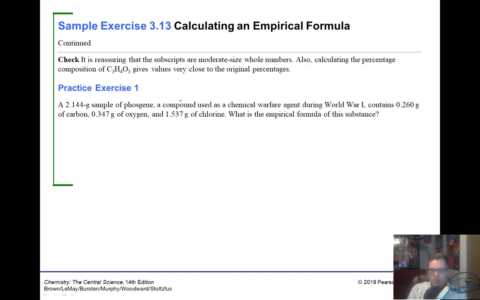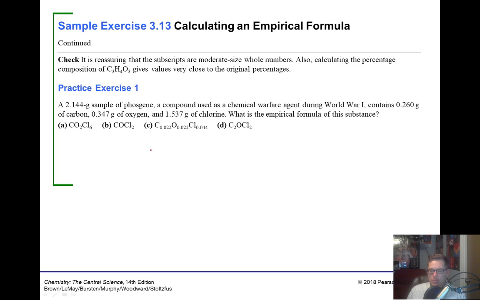Okay, let's do a practice problem together. All right, here we go. A 2.144 gram sample of phosgene, a compound used as a chemical warfare agent in World War I, contains 0.260 grams of carbon, 0.347 grams of oxygen, and 1.537 grams of chlorine. What is the empirical formula?